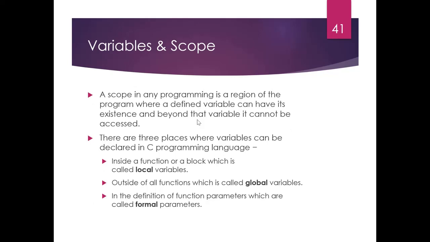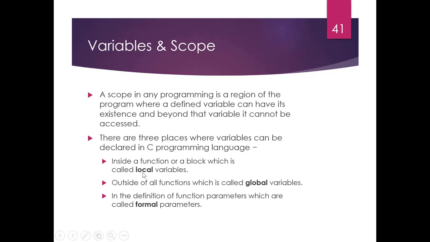Variables and scopes. A scope in any programming language is a region of the program where a defined variable can have its existence, and beyond that region the variable cannot be accessed. There are three places where variables can be declared in the C programming language. You have to remember these three places.